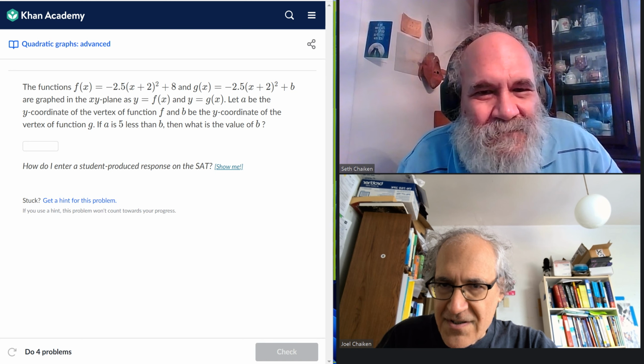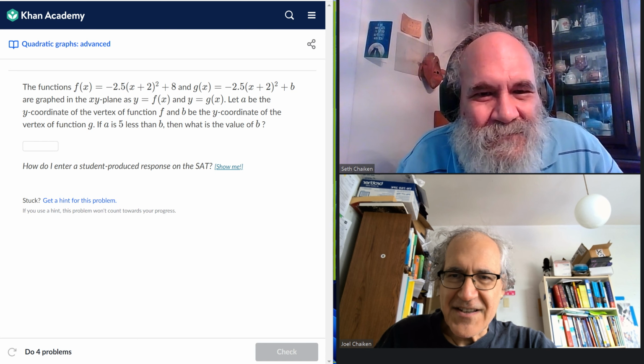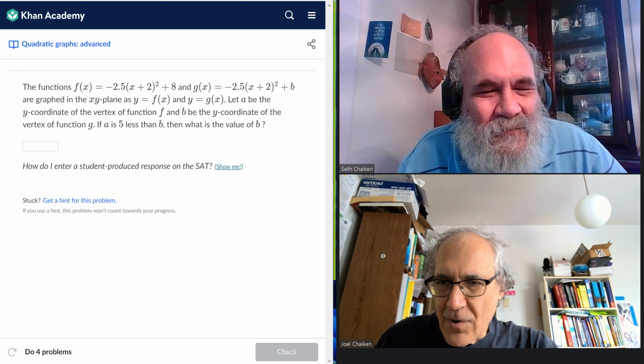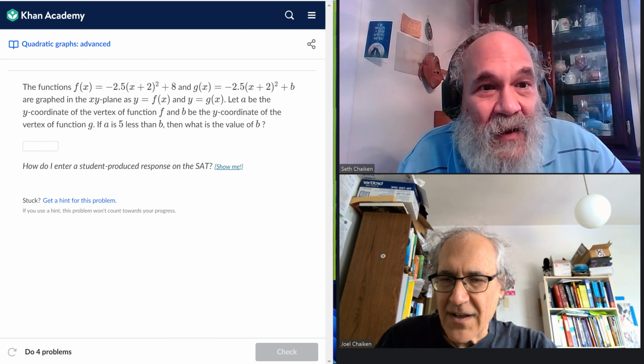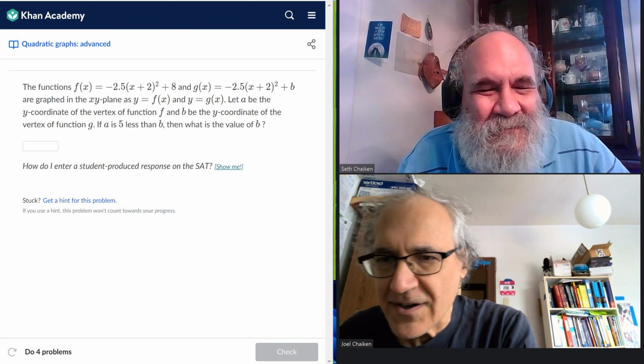We have two functions. They look sort of similar, but they're different. Graphed on the xy plane, y is equal to f of x, and y is equal to g of x. Got it. That's confusing, but that's okay. Let A be the y coordinate of the vertex of function f, and B be the y coordinate of the vertex. Oh, we're talking about the vertex.